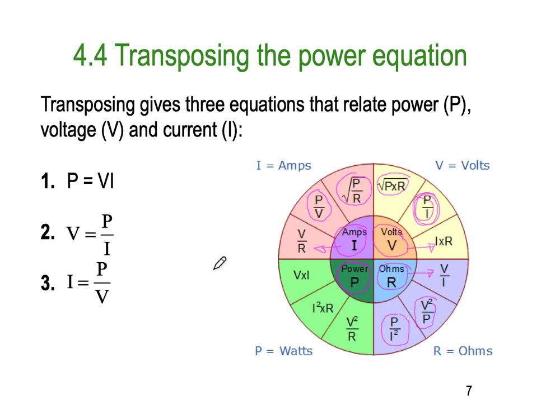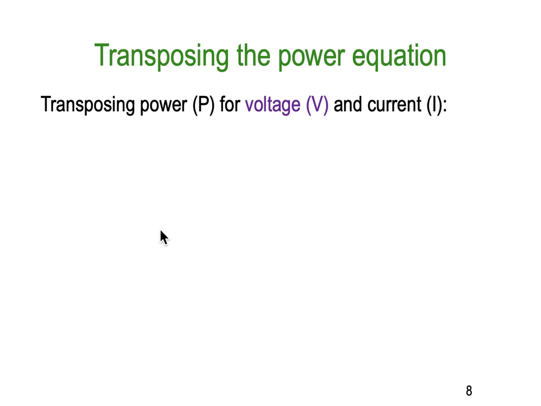We've also got current is power divided by voltage. So if we find the current, there's power divided by voltage. So let's go through the process of actually transposing the power equation for voltage.